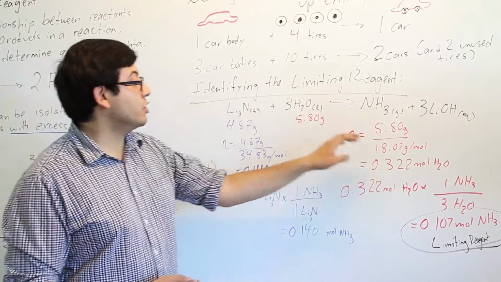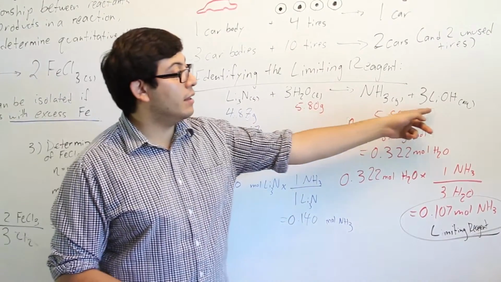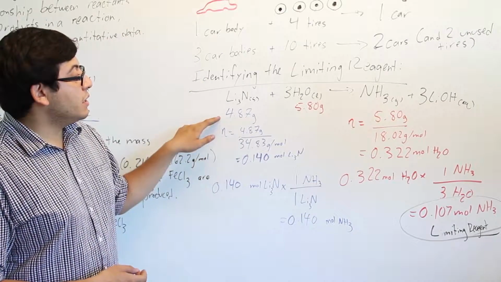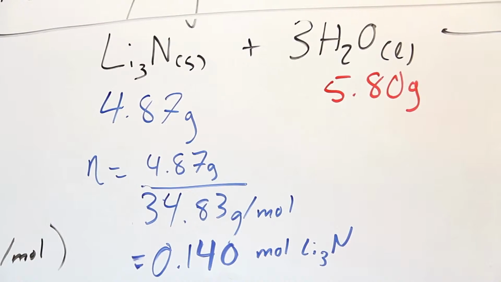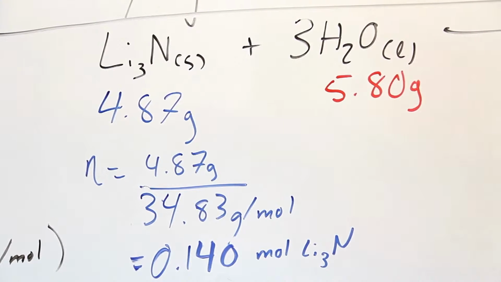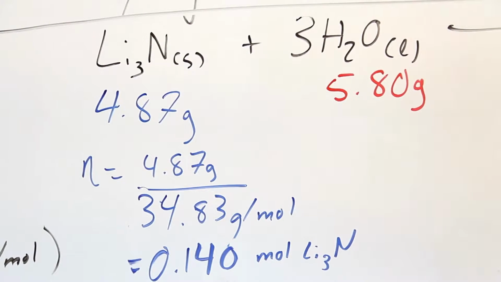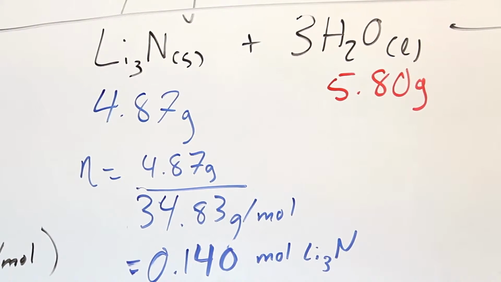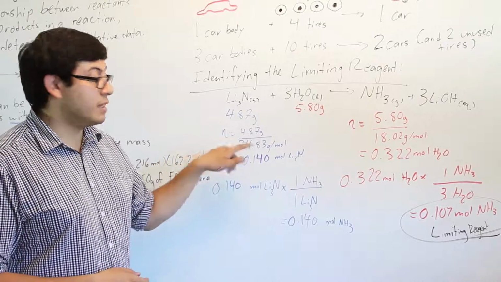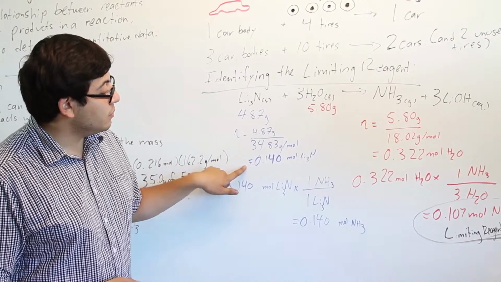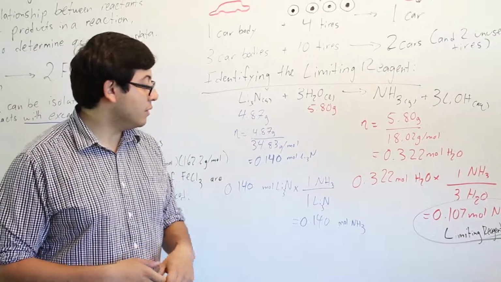Here I wrote an equation of lithium nitride reacting with water to give us ammonia, NH3, and lithium hydroxide. I'm telling you that you have 4.87 grams of lithium nitride and 5.80 grams of water. First thing we need to do is figure out the moles of each of these, because you can't do chemistry in mass, you need to do it in moles. The moles of lithium nitride can be determined by, again, our moles to mass formula. Right here, we get 0.14 moles of lithium nitride.